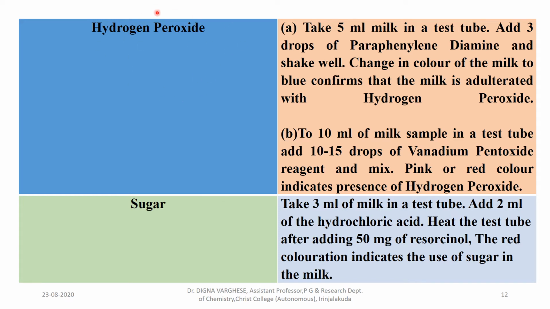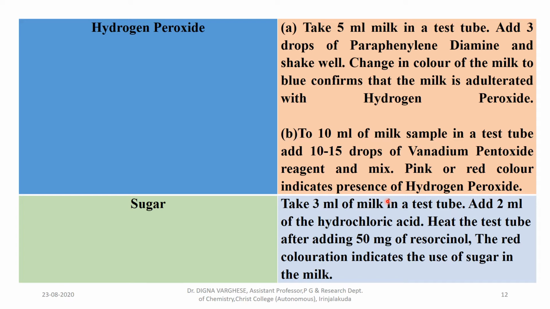Next is the presence of hydrogen peroxide as an adulterant in milk. First, we take a 5 ml milk sample in a test tube, add 3 drops of paraphenylenediamine and shake well. A change in the color of the milk to blue confirms the milk is adulterated with hydrogen peroxide. Another test for hydrogen peroxide is to take a 10 ml milk sample in a test tube, add 10 to 15 drops of vanadium pentoxide reagent and mix it. Pink or red color indicates the presence of hydrogen peroxide.